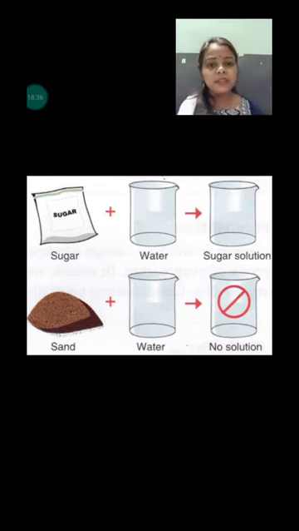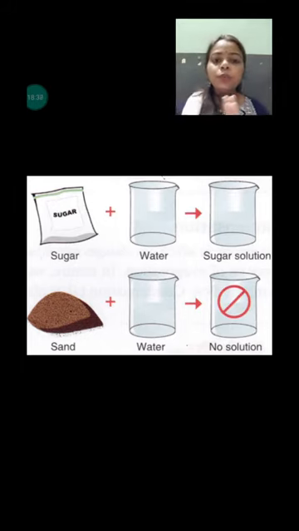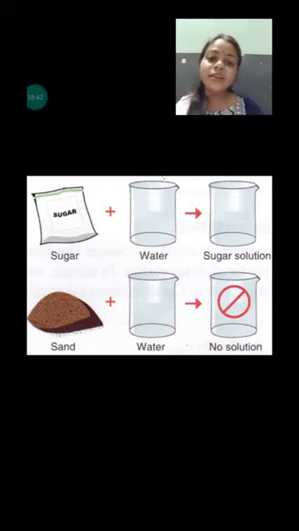What does it mean? That means sugar is soluble in water. It is a soluble substance, whereas sand is insoluble. Why? Because it does not dissolve in the water. So the substance which dissolves in water is called a soluble substance, like sugar, salt, honey, glucose, and so on. And the substances which do not dissolve in water are called insoluble substances, like chalk powder, sand, rubber powder and other materials.